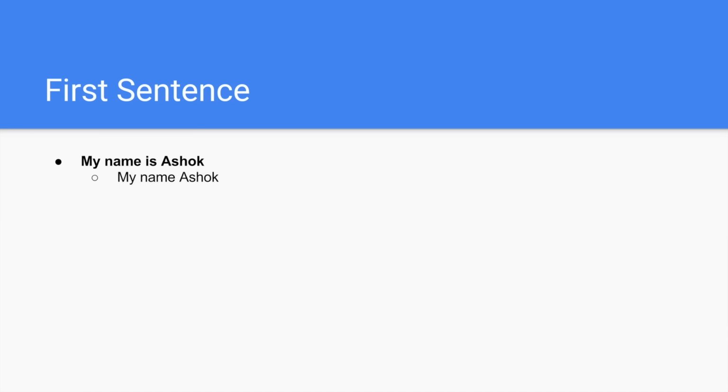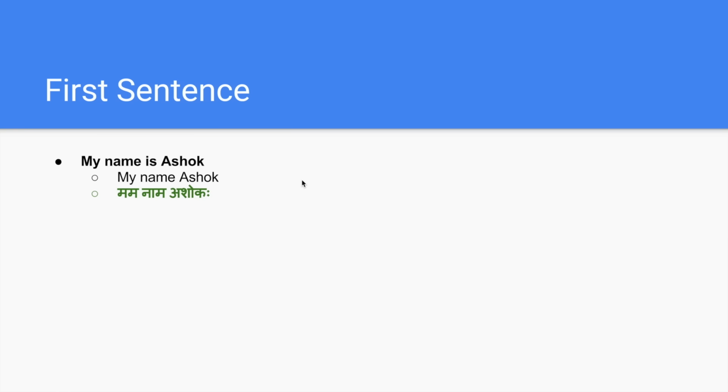Now we can translate each word to Sanskrit. My becomes mama, name becomes nama, and Ashok remains the same, but here there is a small change. It has become Ashokaha. That we will see later, why it has become so. Okay, my becomes mama, name becomes nama, Ashok becomes Ashokaha. So here: mama nama Ashokaha.